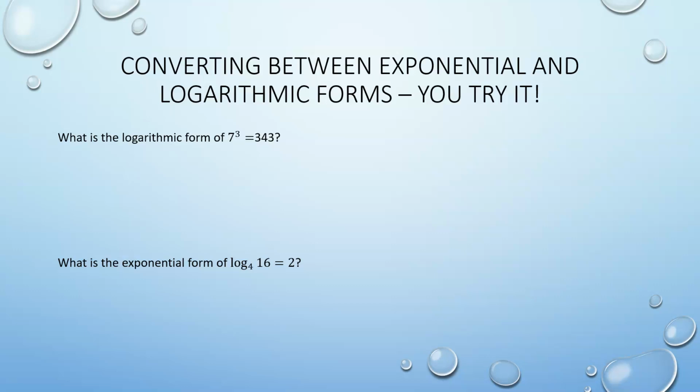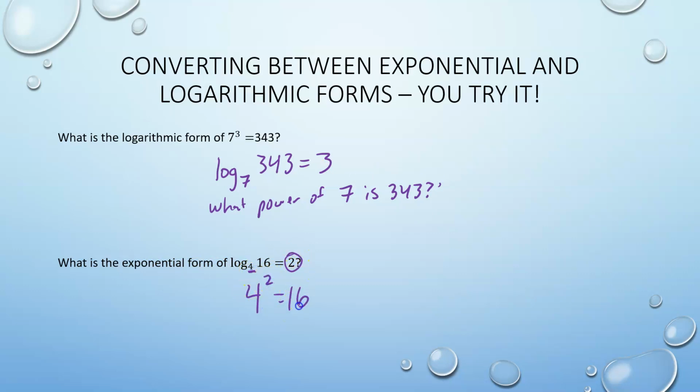Hopefully, for your first one, you got log base 7 of 343 equals 3. Again, you could think about this as what power of 7 is 343. Okay, and the answer is 3. Now we took log form and converted it to exponential. You should have had the base 4 to the answer, so 4 to the second power equals 16. All right, so that is the converting. Okay, we have to be able to go both directions.